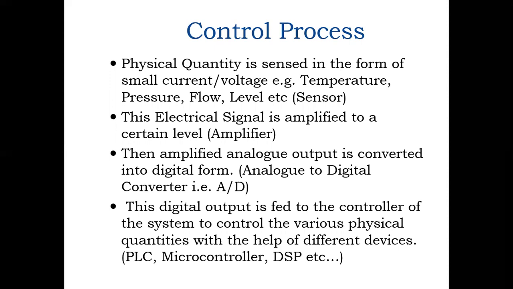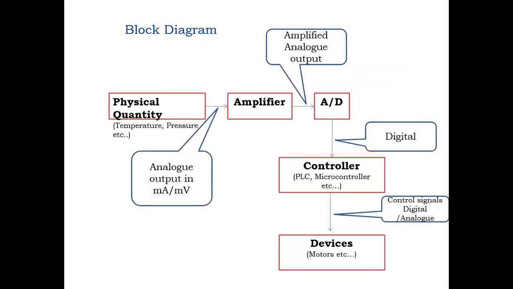Let's see. A physical quantity is sensed in the form of a small current or voltage, for example temperature, pressure, flow, or level. This electrical signal is amplified to a certain level by an amplifier. Then the amplified analog output is converted into digital form by an analog to digital converter. This digital output is fed to the controller of the system, which controls the various physical quantities with the help of different devices: PLC, microcontroller, DSP, etc. This is the basic diagram we already discussed in the previous slide.